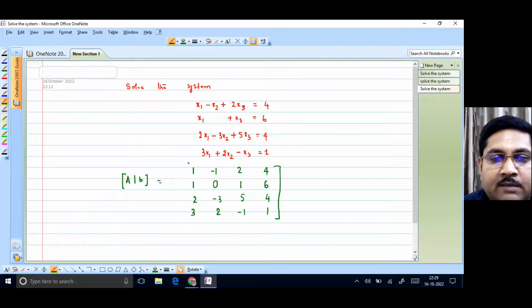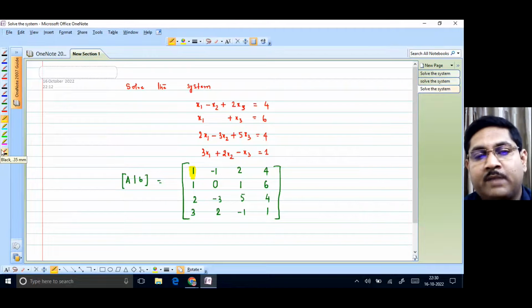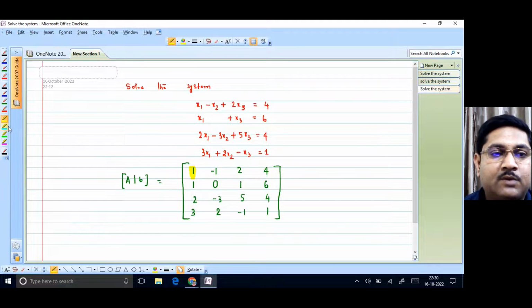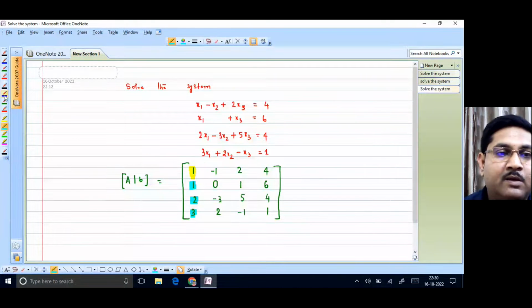Now I will look into the northwest entry and I will try to make it 1. See, it is already 1. I have highlighted it with yellow color. So I want to make all the elements in the first column below this 1 as 0. So I want to kill the element in 2-1 position, in 3-1 position and in 4-1 position. So first of all, I want to kill all these elements.